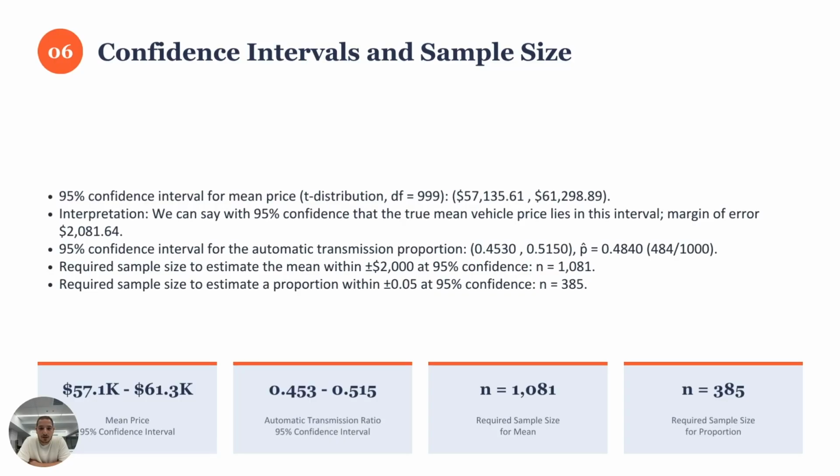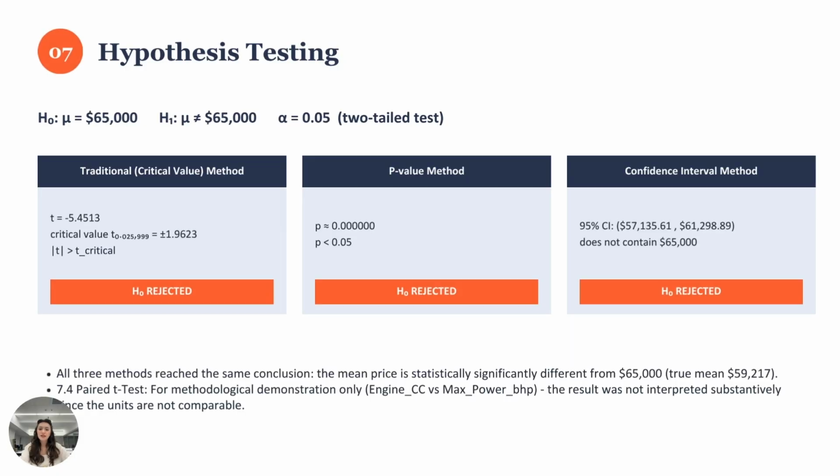To estimate the mean with a plus minus $2,000, we would need at least 1,081 observations, and for a proportion with a plus minus 0.05, at least 385. Now, I will hand over to Dilara for hypothesis testing and group comparisons. Here we tested a hypothesis with 3 methods.